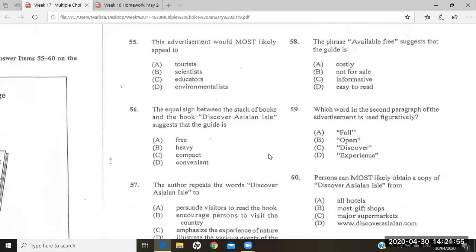Anuradha, are you with us? So you can send a message in the chat or you can unmute your mic and give me your response.